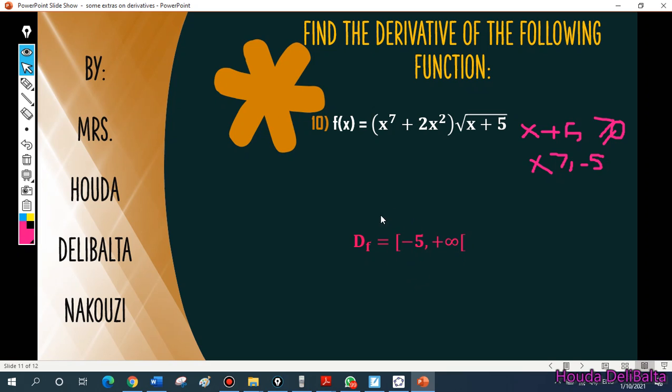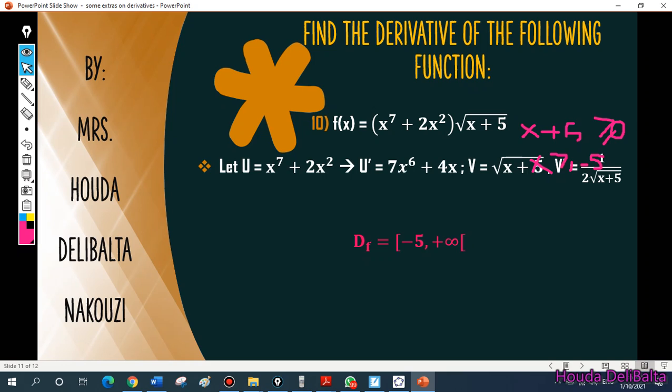So it's closed at minus 5 because we can put it greater than or equal to 0, since we don't have it in the denominator. Then f of x now has the form of u dot v. So we are going to apply the rule of u prime v plus v prime u for f prime of x, and let's get started. Now let u be equal to x to the power 7 plus 2x squared. Then u prime is directly 7x to the power 6 plus 4x. Now let v be equal to radical x plus 5. Then v prime is 1 over 2 radical x plus 5.